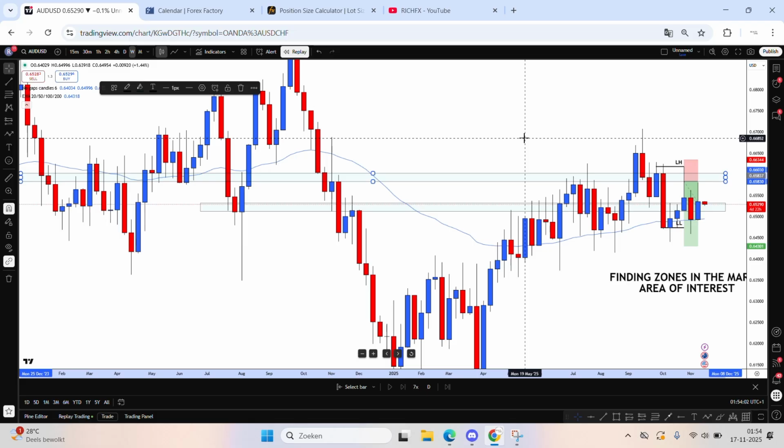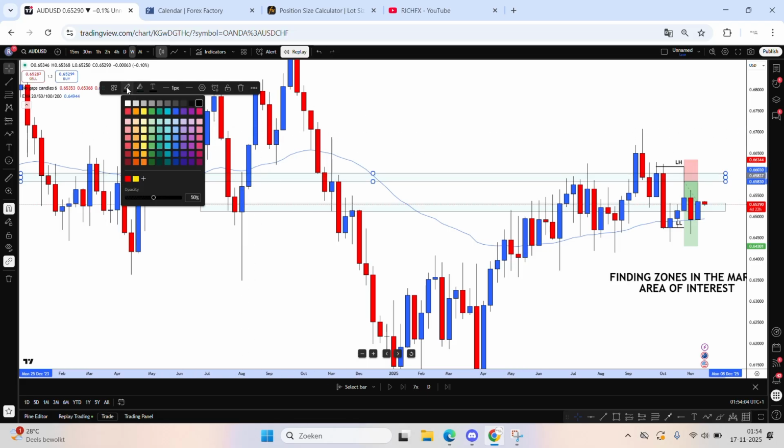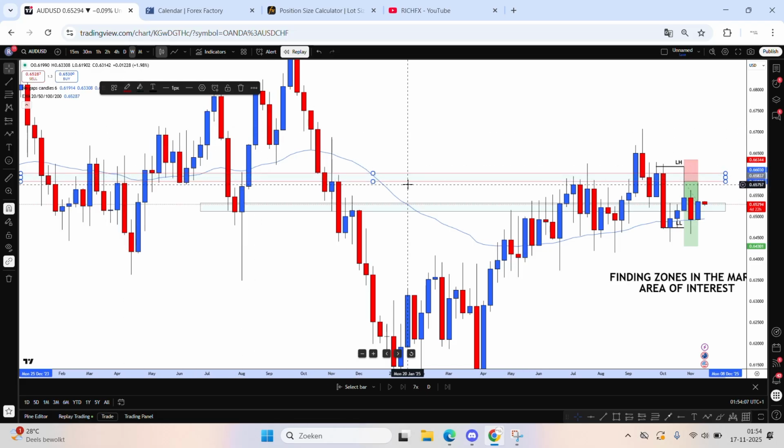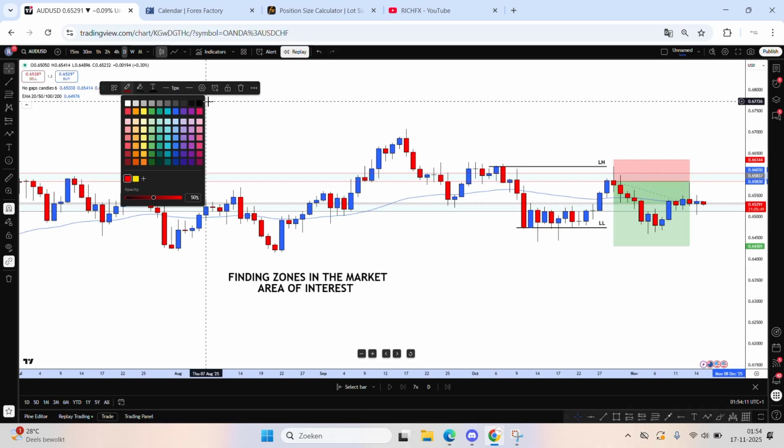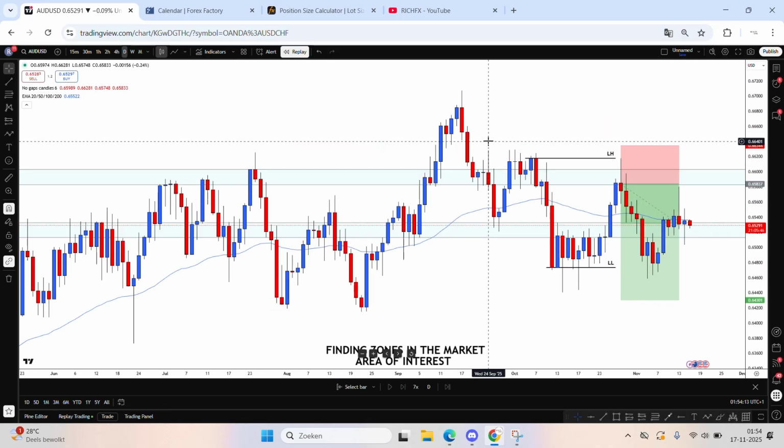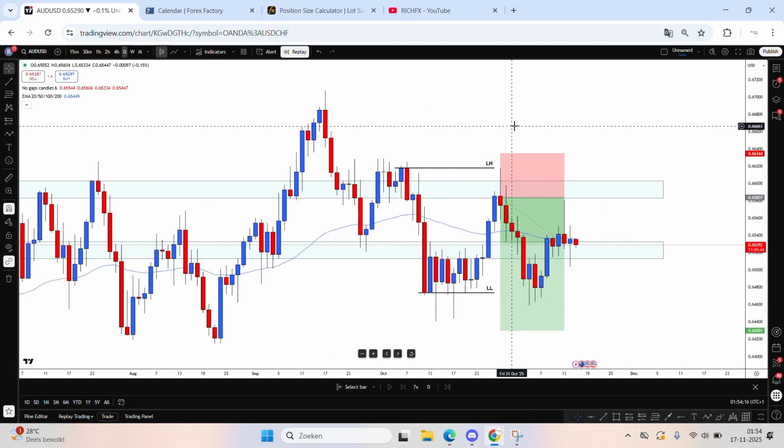Alright, so on the weekly I mark up my weekly area of interest with a red line, and on the daily area of interest I mark it up with a black line. So this was marking up the area of interest.